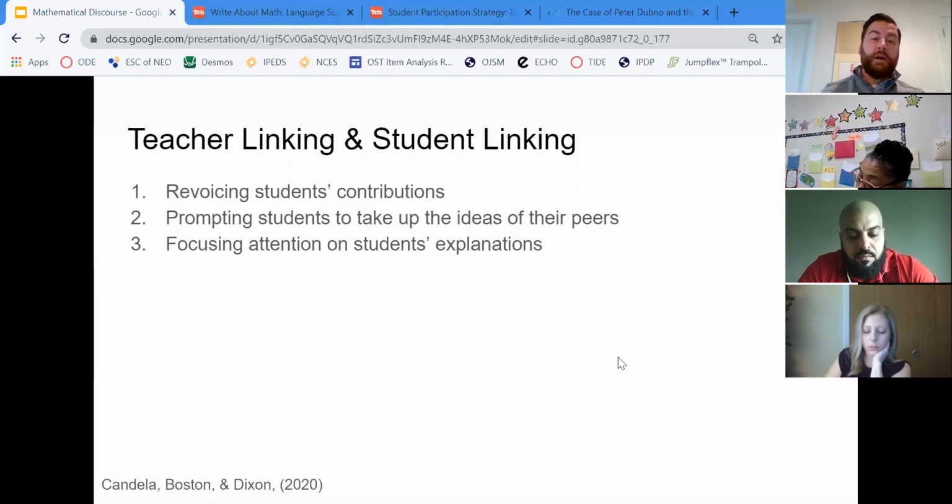And then finally, students are focusing their attention on the other students' explanations. So not only are you paying attention to that, so that you as the teacher know where the student is and what that feedback should be, but the students are paying attention to each other's explanations because they may think about it in a new way. Like, well, how I was doing it.